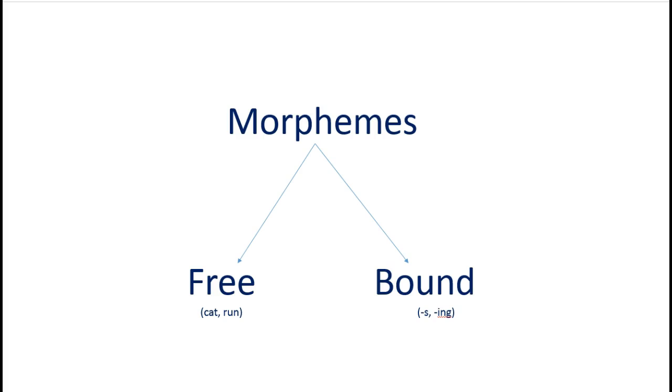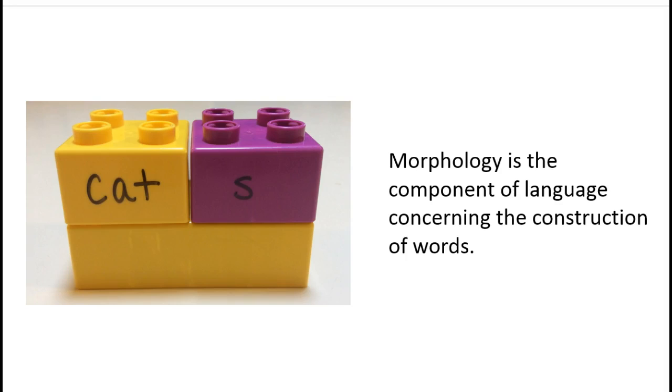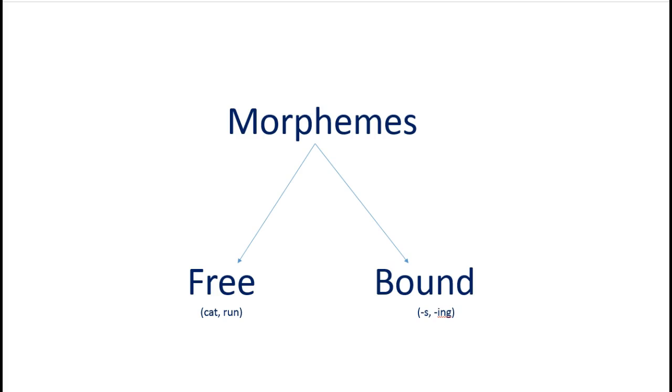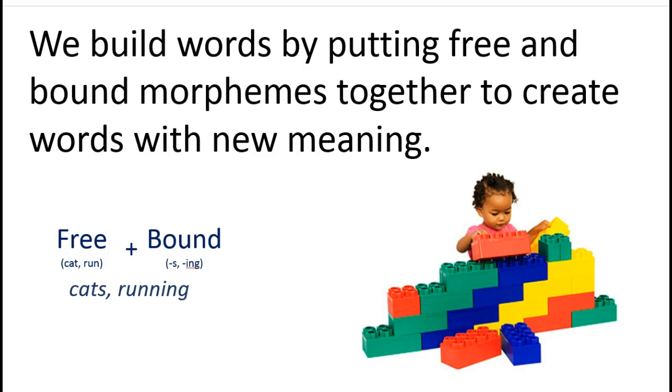Okay, so again, morphology relates to the construction of words, and it really relates to how we take these free morphemes and these bound morphemes and we put them together to create new words that express new meanings. Okay, so this is what I just said. We build words by putting free and bound morphemes together to create words with new meaning.